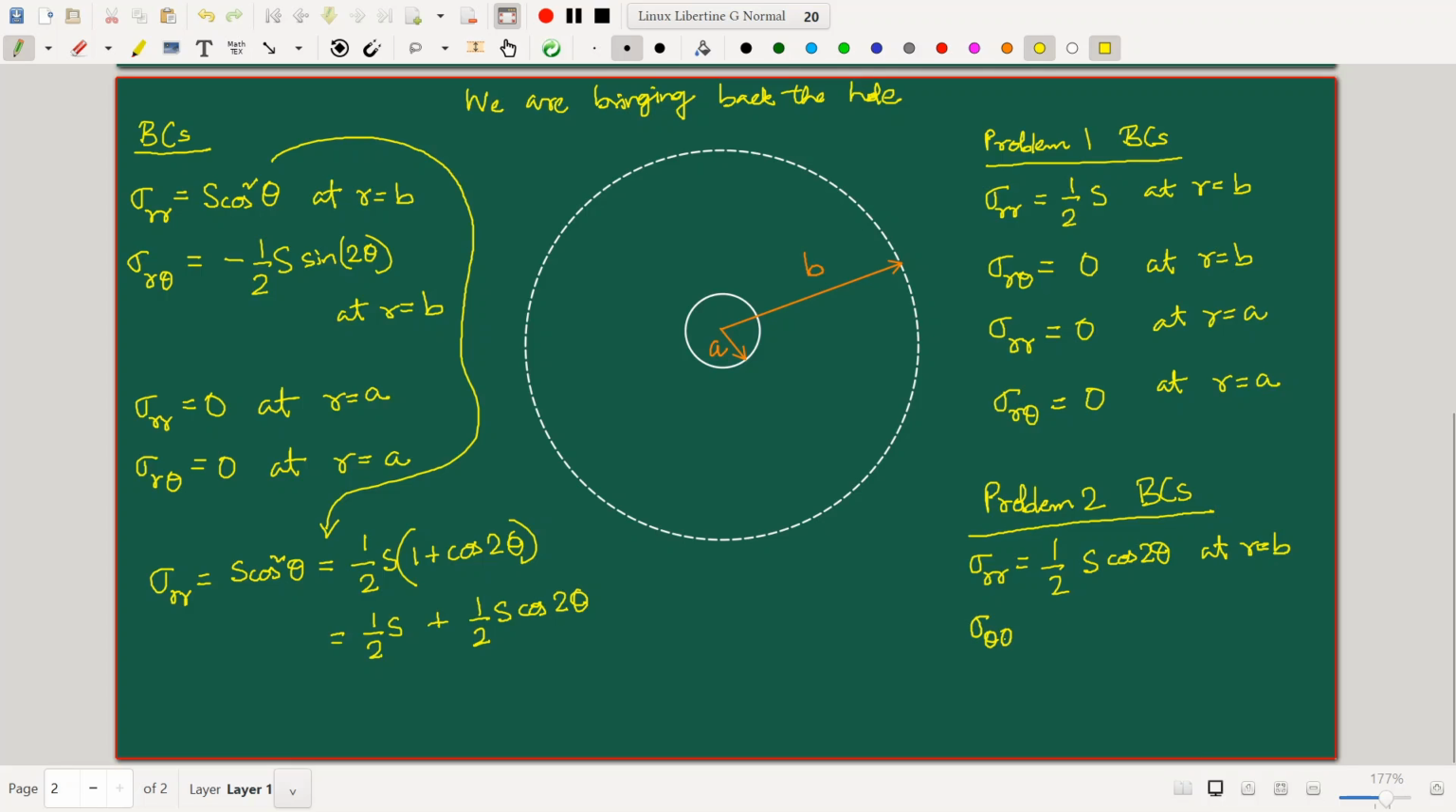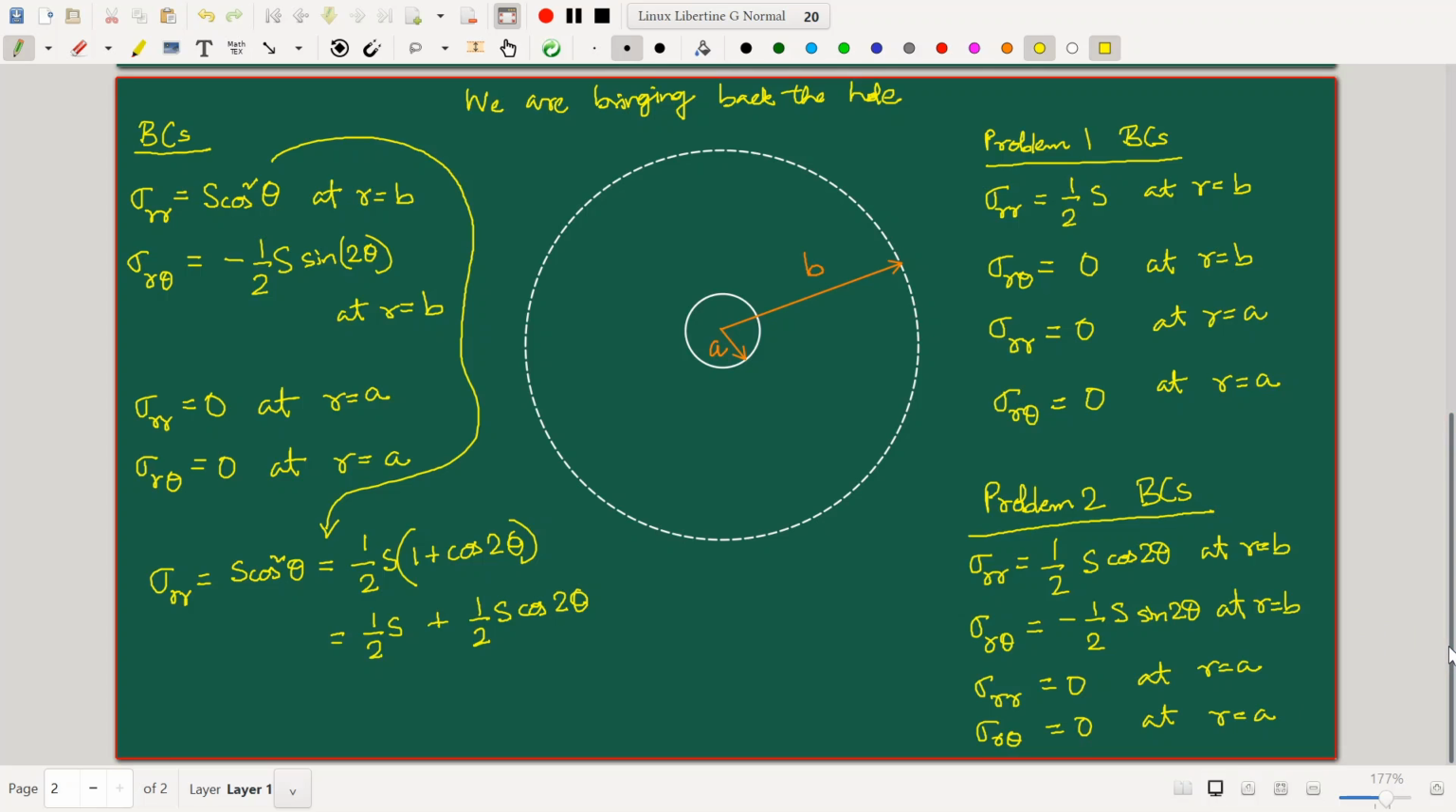Next, sigma r theta is equal to, so that's where we write this term, minus half s sin 2 theta at r equal to b, and sigma rr is equal to 0 at r equal to a, sigma r theta is equal to 0 at r equal to a. So you see what we have done here overall.